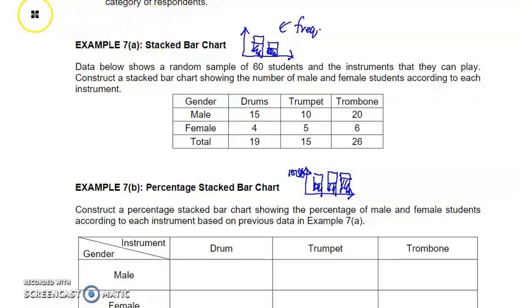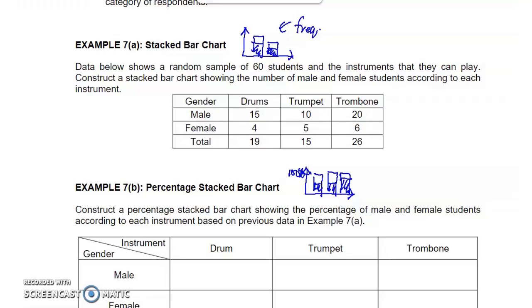Okay, now look at example 7a. Data below shows a random sample of 60 students and the instruments that they can play. Construct a stack bar chart showing the number of male and female students according to each instrument. So in this case, the x-axis will be the instrument, okay? Because you want to show the number of male and female according to each instrument. So x here will be the instrument.